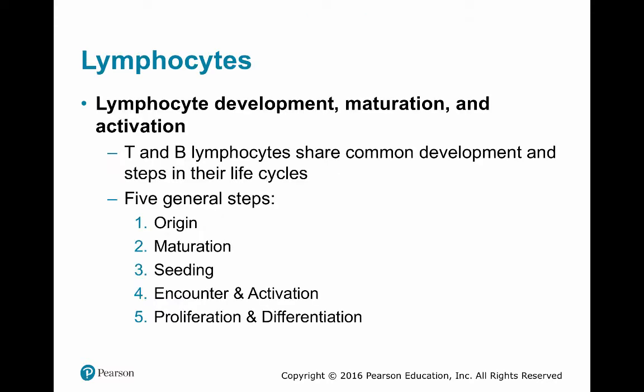And so when we talk about lymphocytes, we want to talk about how we get lymphocytes. Where do they come from? How do they become mature and able to fight? And then once they're ready to fight, they're just sitting there. How do we activate them? T and B lymphocytes share common development steps in their life cycle, and there are five general steps: origin, maturation, seeding, encountering and activation, and then proliferation and differentiation.